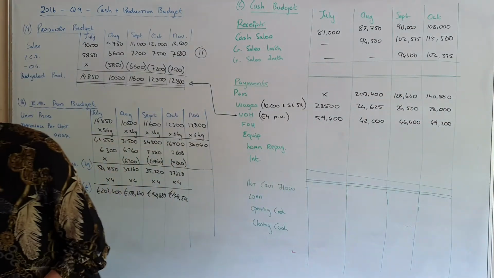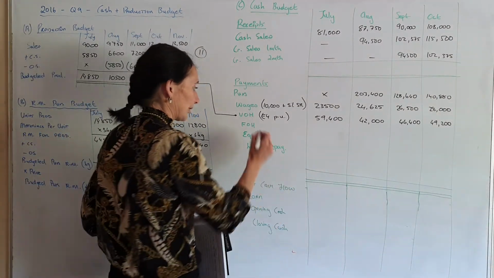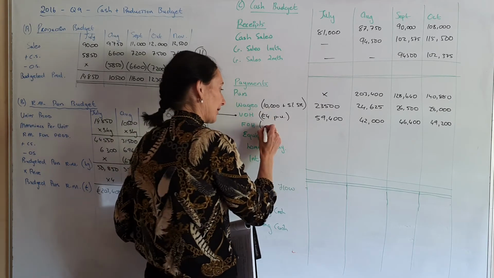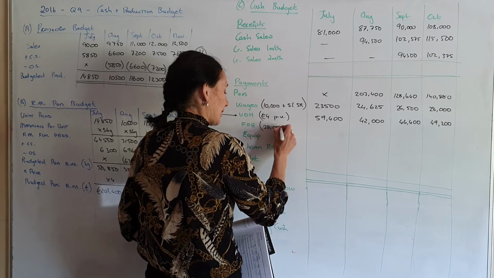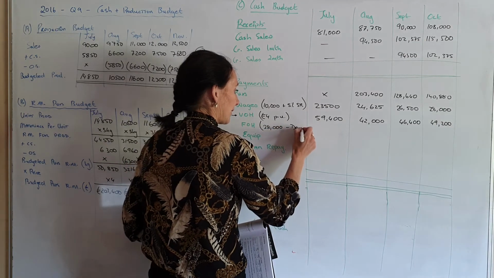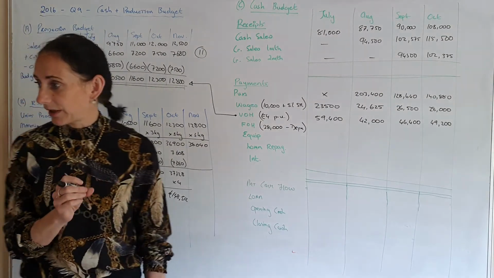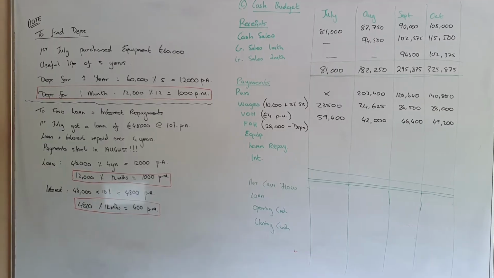Okay, the next one, fixed overheads including depreciation is 28,000 per month. So you're not allowed to have depreciation here. Sorry, the figure is 28, is it not 8? And I want to take away the depreciation. So there's a problem with that, so we're going to have a look at that now in a minute.